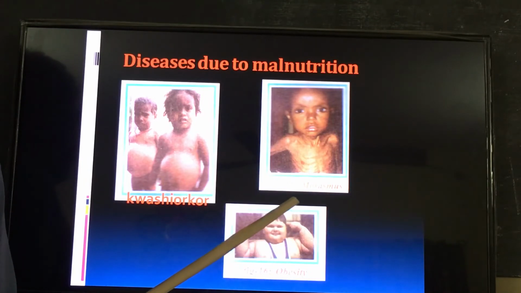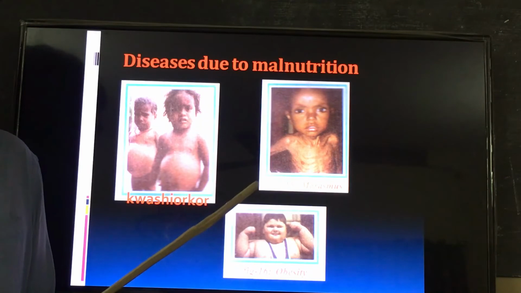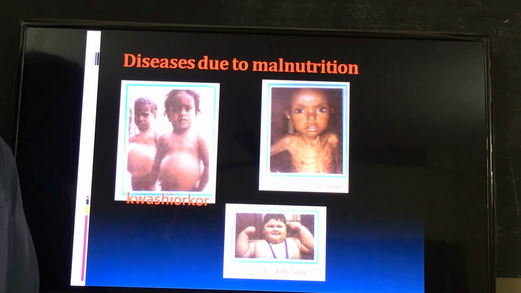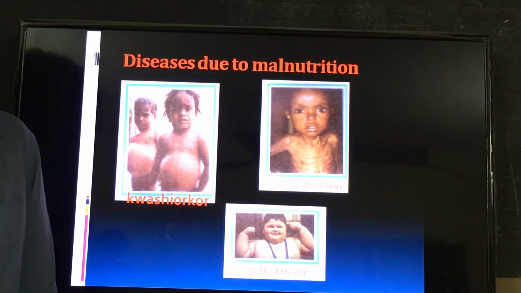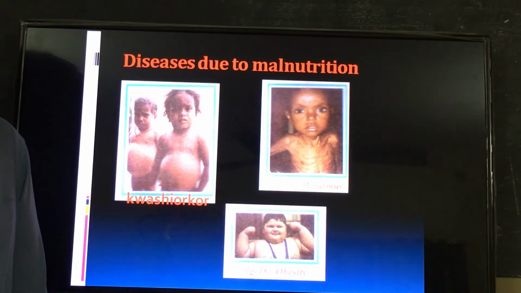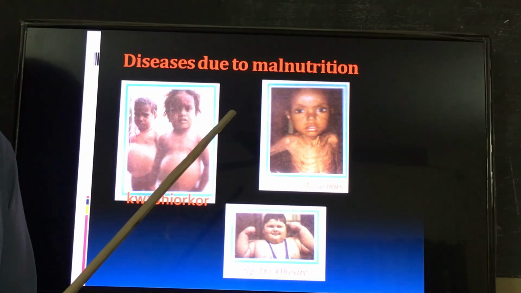Next topic in the first lesson, diseases due to malnutrition. Before that, you have to learn about balanced diet. What is meant by balanced diet? The diet, the food which contains all types of nutrients in appropriate quantities, is known as a balanced diet.